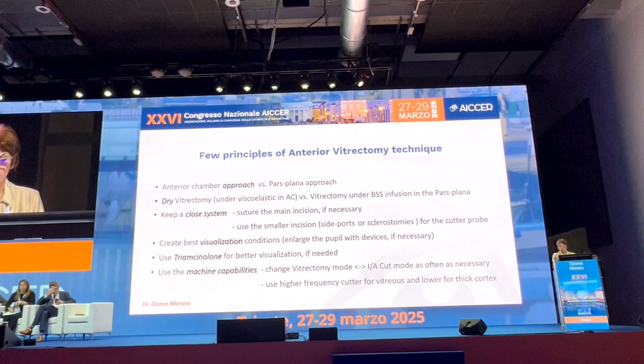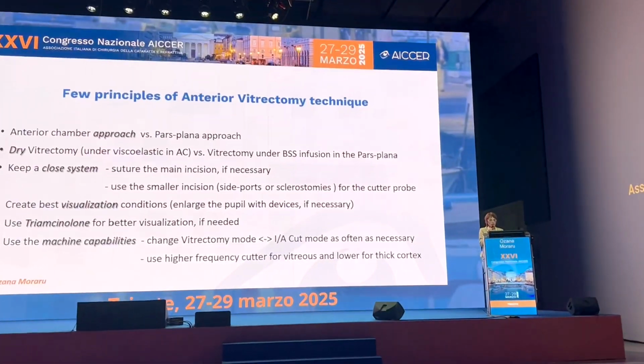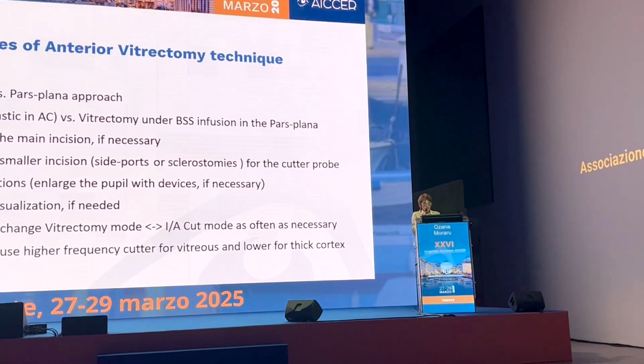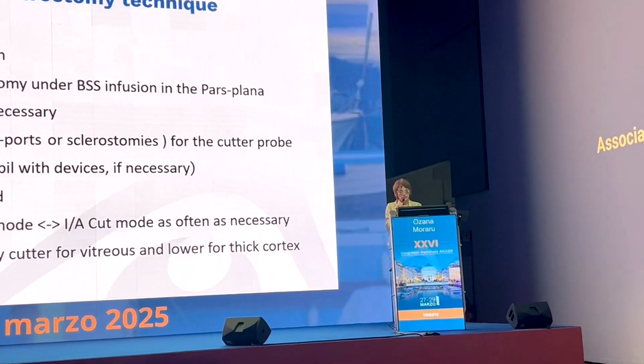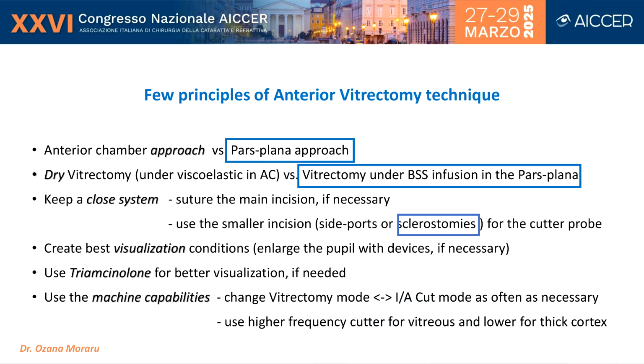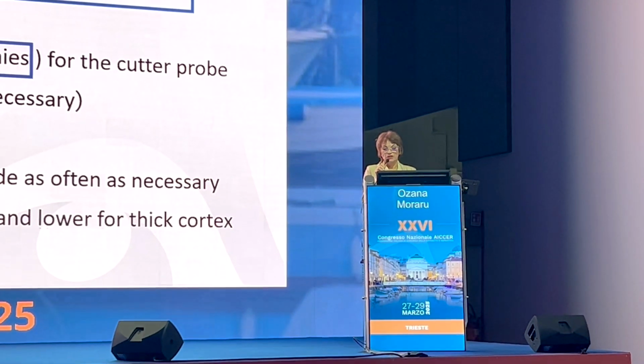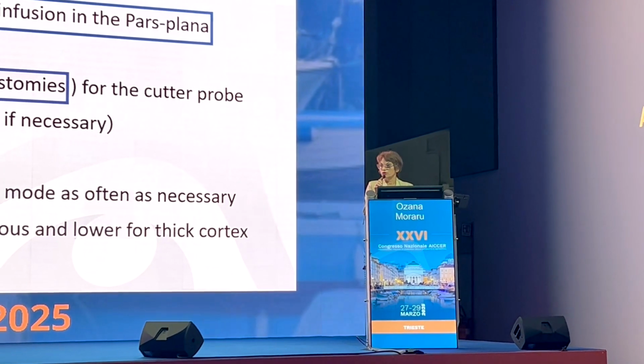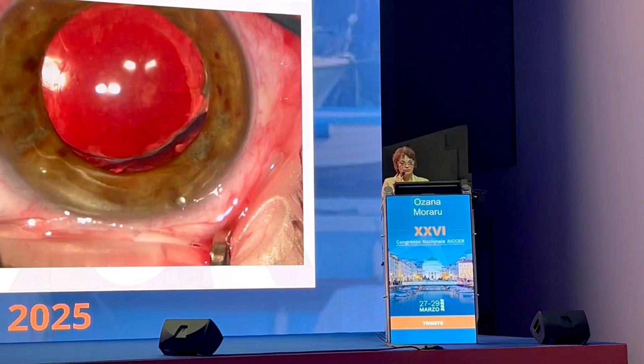There are a few principles of anterior vitrectomy: anterior chamber approach versus pars-plana, dry vitrectomy versus infusion and BSS, to keep a closed system, to create best visualization conditions, use triamcinolone and larger devices for the pupil if necessary, and to use the machine capabilities in both systems, IA cut or vitrectomy mode. Since we are talking about middle segment surgery, I would highlight the pars-plana approach, vitrectomy under BSS, infusion in pars-plana, and of course we are working through the sclerostomies.